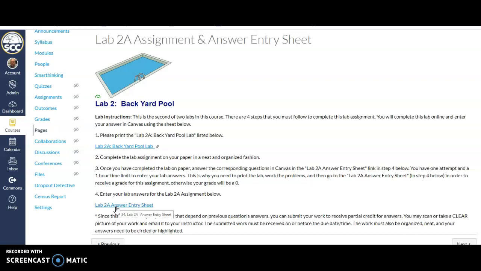Since you're only going to have 1 attempt and only 1 hour to enter your answers, that will not give you enough time to open the lab, open the answer key, and do them one at a time. You must have it done before you ever do the answer entry sheet.